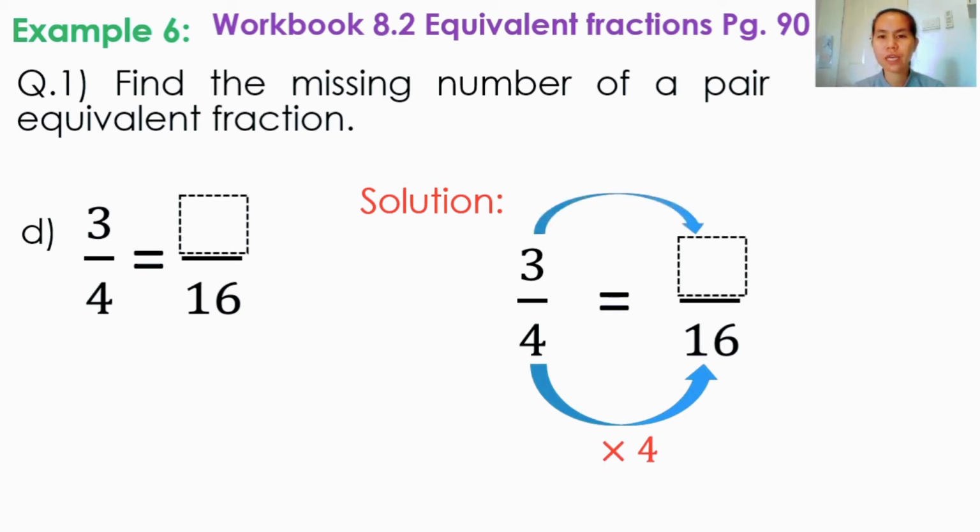The same thing in the numerator, we will multiply 3 by 4. So what is 3 times 4? 12. So the missing number is 12. Therefore, 3 over 4 is equal to 12 over 16.